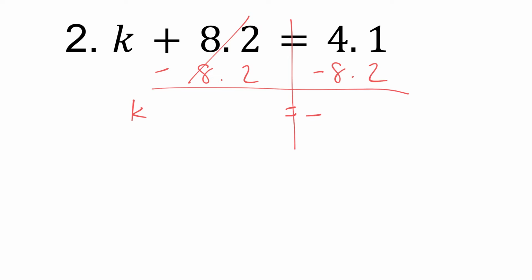And for now, I have to take the bigger number on top for a moment. 8.2 minus 4.1. Just for a moment. So that's 2, and that's 4. And so this would be negative 4.1. That's our answer, or solution.